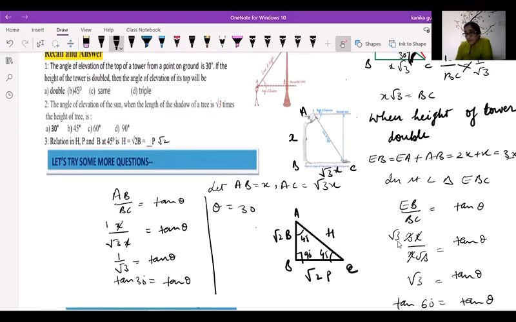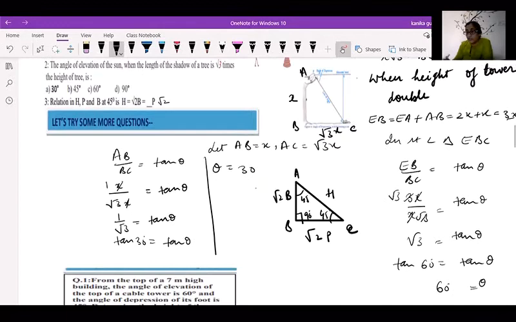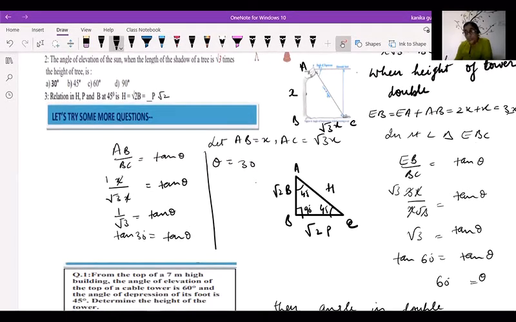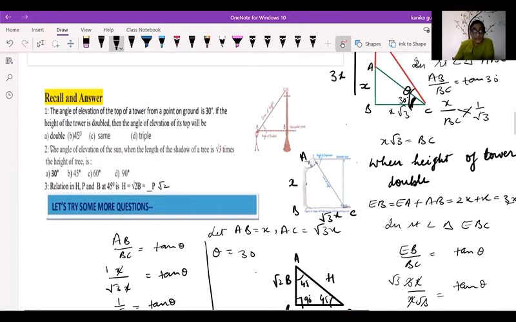So we get under root 3 is equal to tangent of theta. You know that under root 3 is equal to tangent of 60 degrees. So we get theta is equal to 60 degrees. So what we get is that when the height is doubled, the angle is doubled. So your option is A.